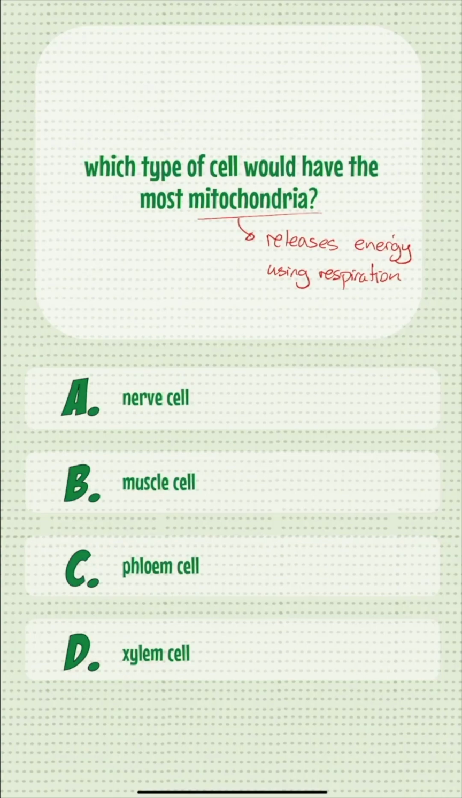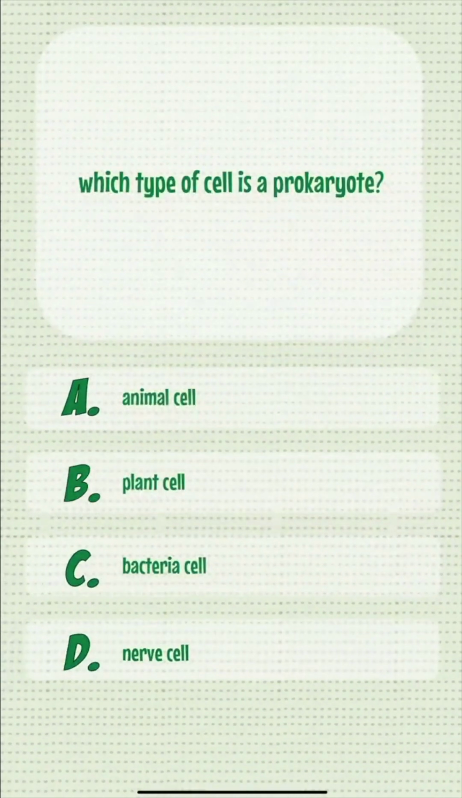We're getting a lot of B. Yep, muscles, they're the ones that move the most, aren't they? Phloem cells, they're not going to need to move. Xylem cells are not going to need to move. Nerve cells, they transmit electrical impulses, they don't need to move. So the answer is a muscle cell.